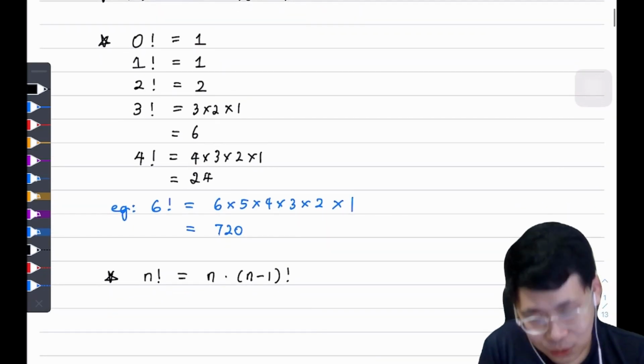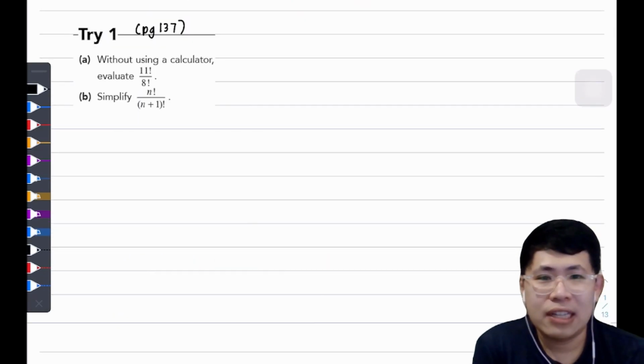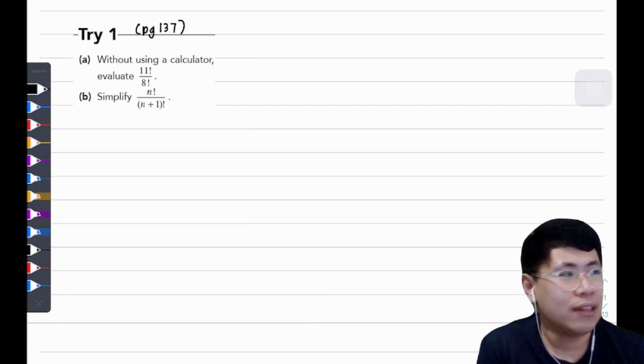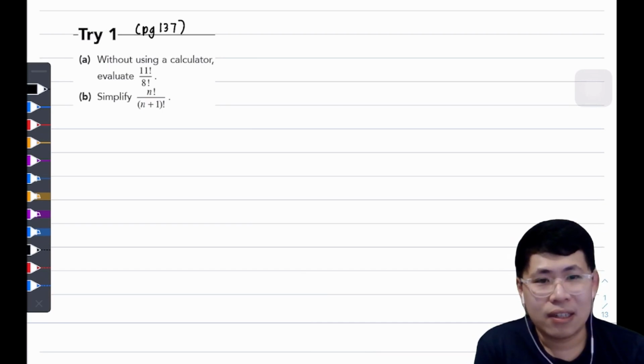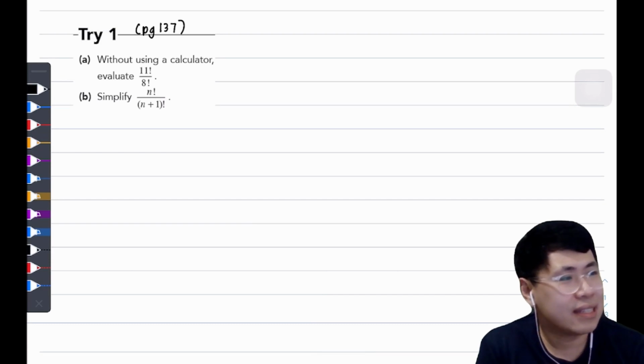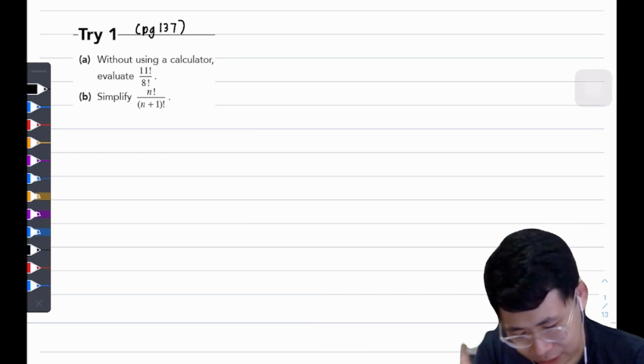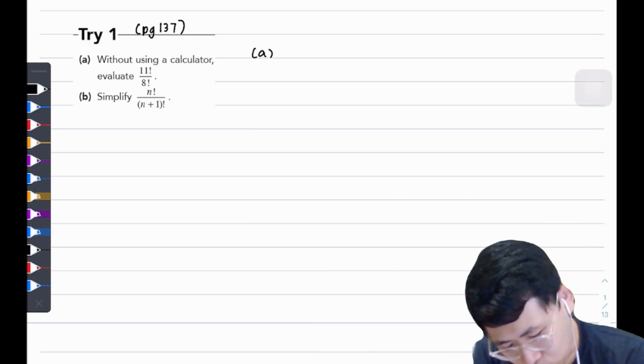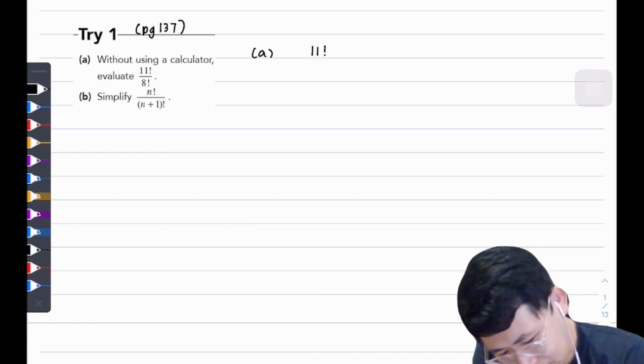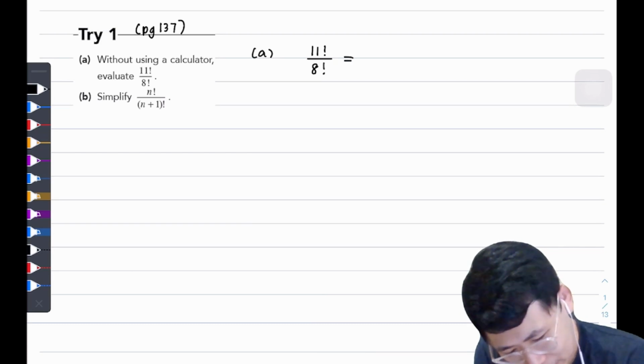Okay, so let's do this. Let's take a look at try 1. Without using a calculator, evaluate this ungodly value: 11 factorial over 8 factorial. We can do this the full way.